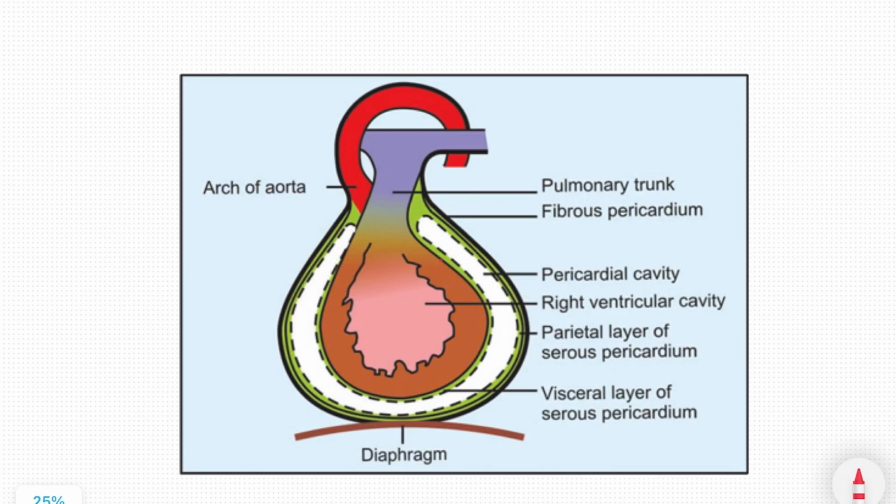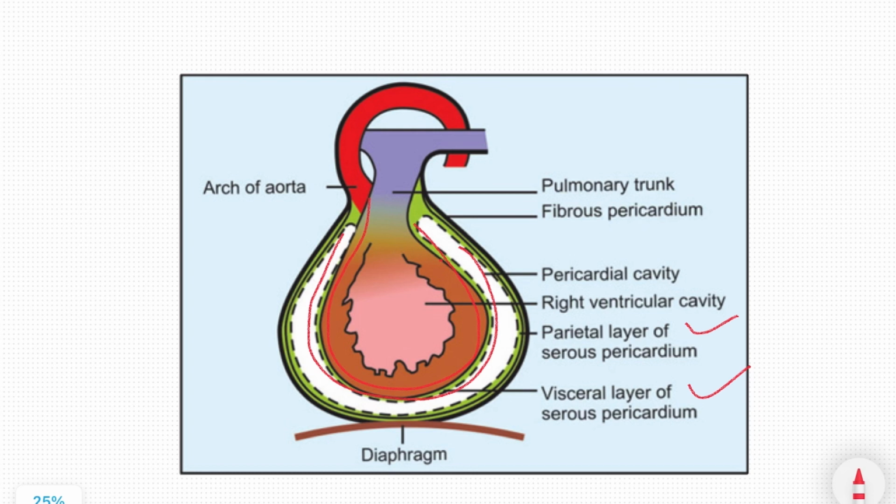Now what is the serous pericardium? The serous pericardium is a double layered serous membrane. It has two layers, the parietal layer and the visceral layer. Now this double layer is formed because of the invagination of the heart into the pericardial sac, which converts this pericardial sac into a potential cavity known as the pericardial cavity.